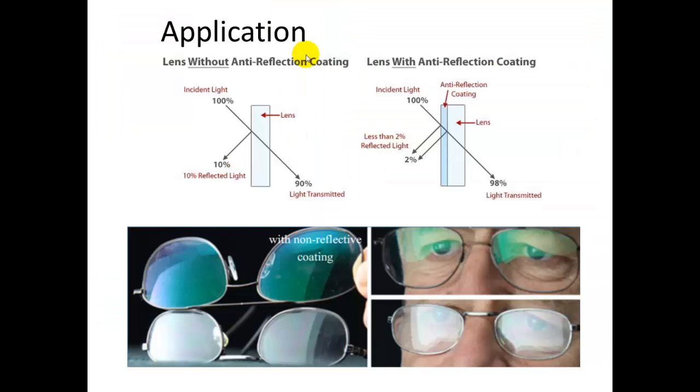Now here's an application of this. We put a thin coat of material onto glasses to stop the reflection. Now the pair at the bottom do not have anti-reflection coating, so 10% of the light is reflected and 90% is transmitted. The top pair, however, have a bit of this ghostly kind of color there, but most of the light has been absorbed because it's basically undergoing destructive interference. So here we get 2% reflected, which means that the other amount will be transmitted.